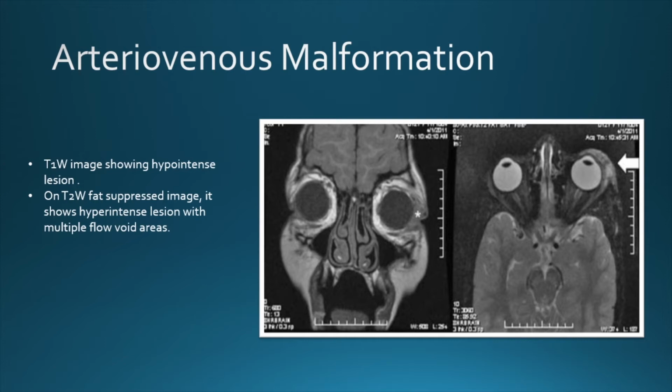AV malformation on T1 weighted image will be isointense, and on T2 weighted fat suppressed image, they will be slightly hyperintense. The lesion will show multiple flow void areas due to the presence of large capillaries in the lesions.